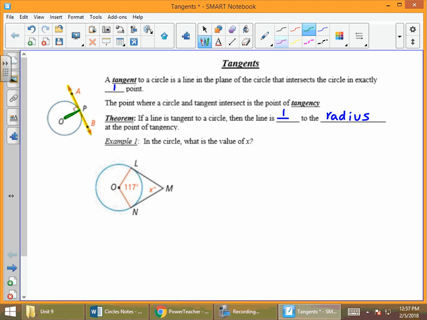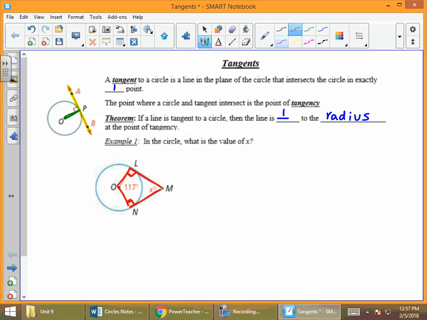It says in the circle, what is the value of x? Okay? Well, what kind of lines are LM and NM? You're right. They're tangent because they're only touching the circle once. And we know what kind of angles are formed at L and N if they're tangent to the circle. 90-degree angles because it's intersecting at the radius. So because they're intersecting the radius, we know those are 90-degree angles.